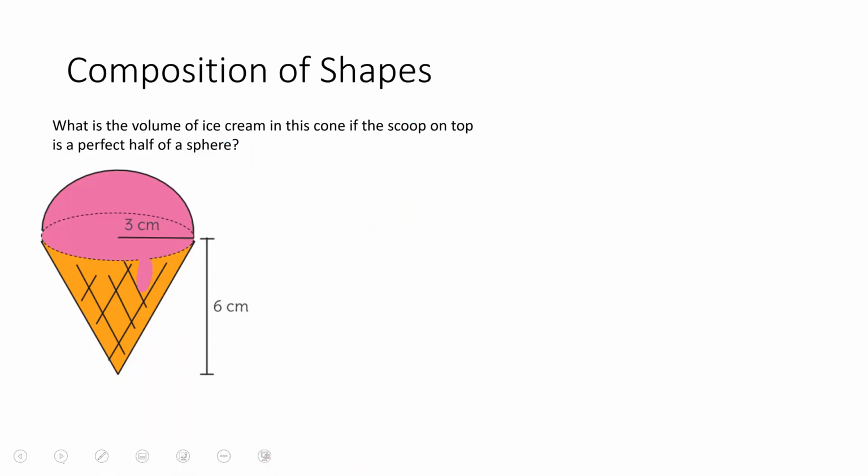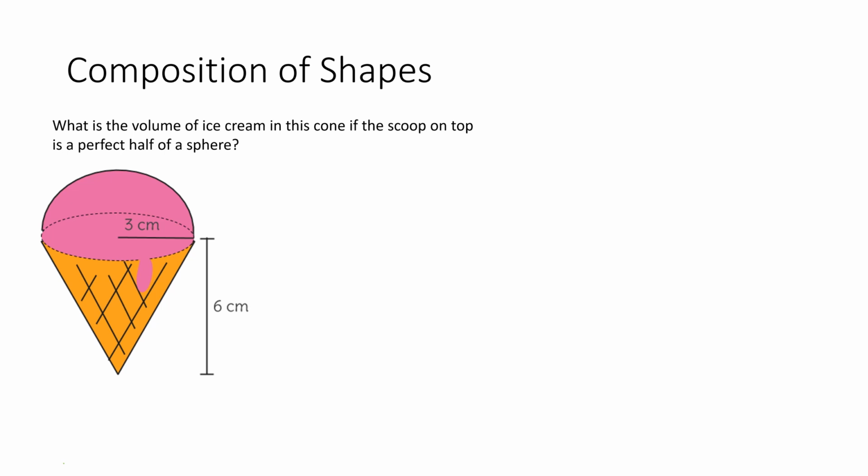And I just wanted to show you that some of the questions that you might see in the future, and maybe they're real life questions, like you go to an ice cream shop and you're thinking about volume, or maybe they're just questions on my assignment or Mr. Battle's packet. You might have to find the volume of a composition of shapes. So this question says, what is the volume of ice cream in this cone if the scoop on top is a perfect half of a sphere? So maybe you have a full cone of ice cream and you have half of a sphere, and you would have to figure out the volume of the cone, the volume of half the sphere, and then add it together to find the total volume.